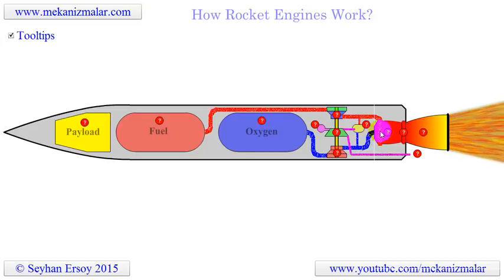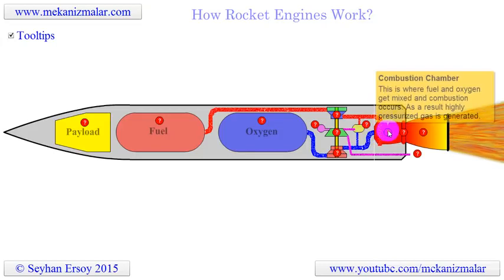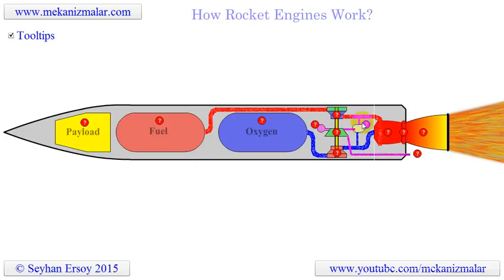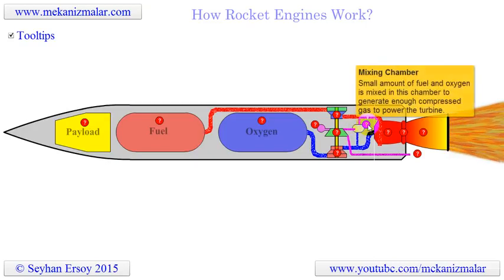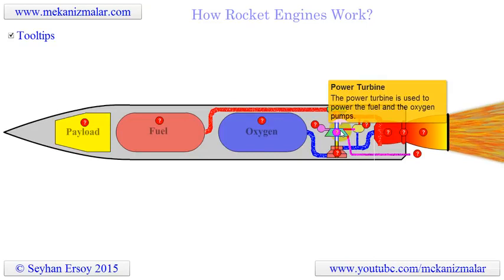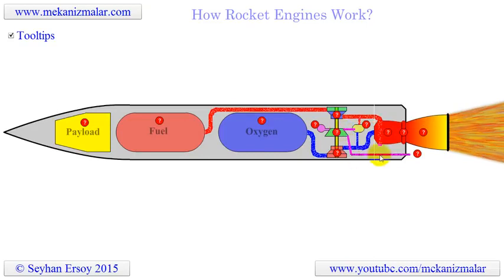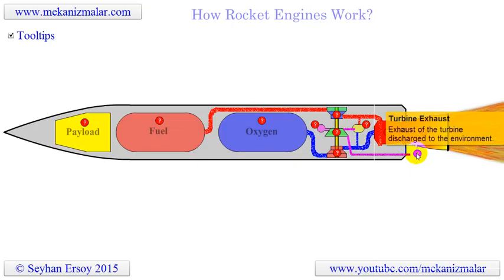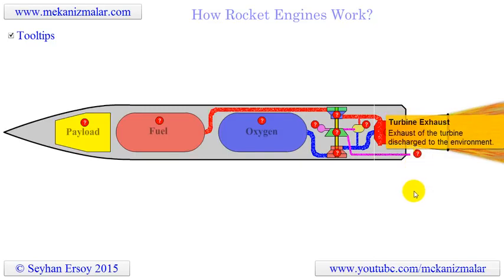Once the fuel and oxygen are mixed in the combustion chamber, it is ignited and the operation of the engine starts. At the same time, a small portion of the fuel and oxygen are diverted to the mixing chamber. Fuel and oxygen mixture is ignited inside the mixing tank to create pressurized gas to power the turbine. The outlet of the turbine is connected to the exhaust pipe to discharge the expanded gases to the environment. This process continues as long as there is fuel or oxygen in the tanks.